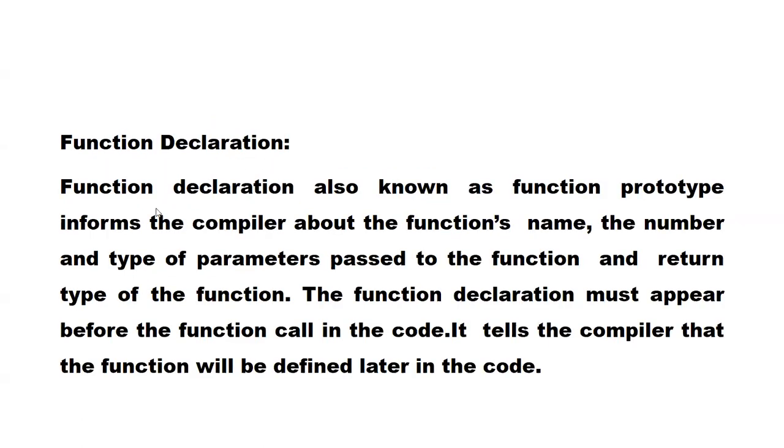Function declaration. Function declaration, also known as the function prototype, informs the compiler about the function's name, the number and type of parameters passed to the function and return type of the function. The function declaration must appear before the function call in the code. It tells the compiler that the function will be defined later in the code.